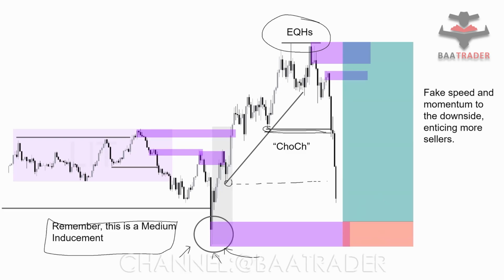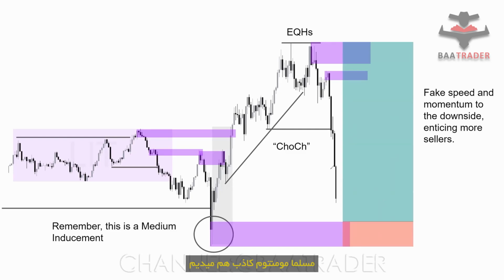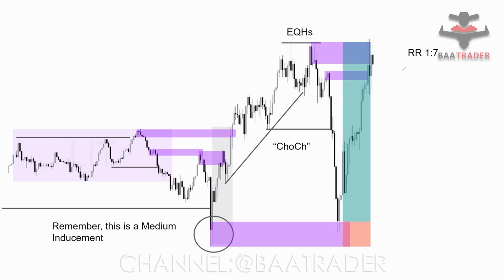So we obviously give the fake momentum. Oh, look, it's going that way, it's going that way. Everyone's like, oh, sells, sells, sells. Boom, smoked. Total RR, 1-7. That was a nice and easy one.